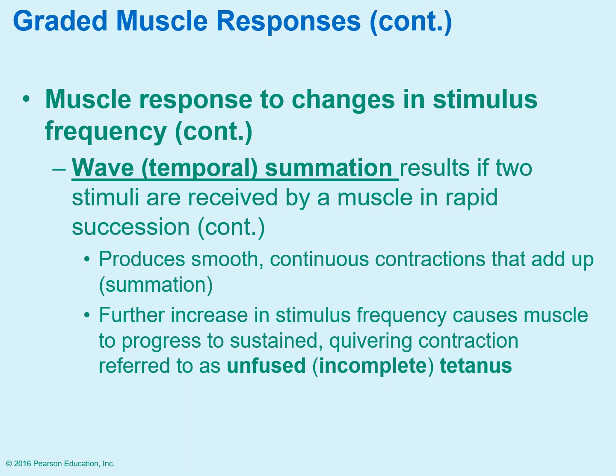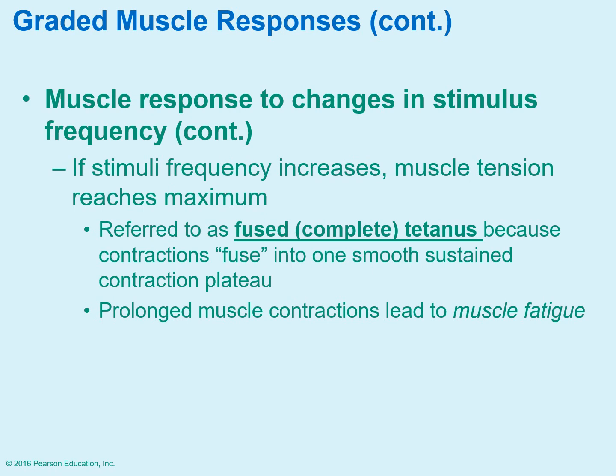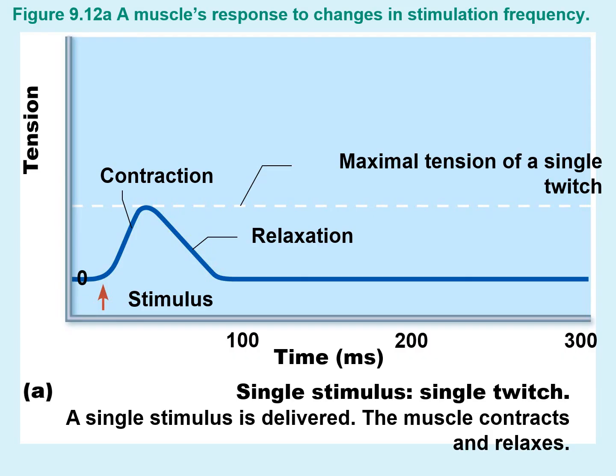If you have stimuli received by a muscle in rapid succession, you can get very smooth, continuous contractions that add up. There's summation. It's a wave summation type of thing. And then what we call complete tetanus. This is where the stimuli frequency increases the muscle contraction. The tension reaches its maximum. You get like this one long, smooth, sustained contraction. If you graph it out, it plateaus. Now that can lead to muscle fatigue.